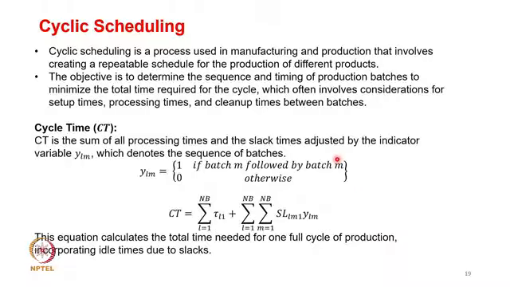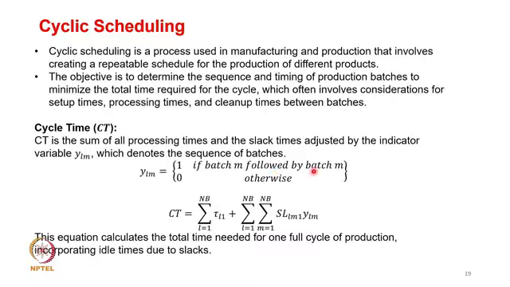Okay, so CT is the sum of the processing times and the slack time adjusted by an indicator variable. The indicator variable is a binary variable, which typically takes the value 1 or 0. We say that if a batch m is followed by a batch n, so say batch L is followed by a batch m, you make this indicator variable value 1, otherwise 0. This is to make sure that a particular pattern is being followed.